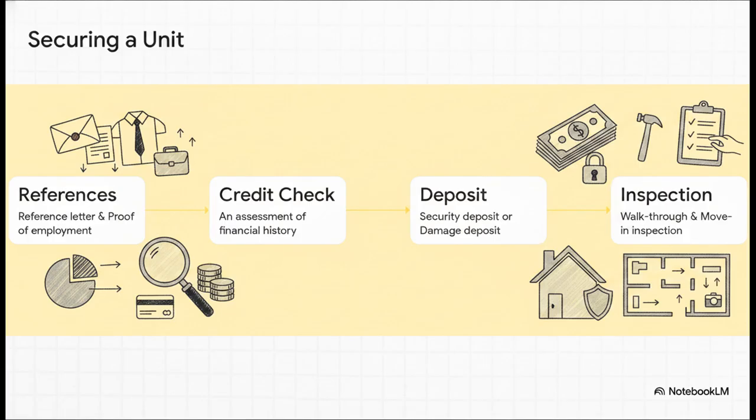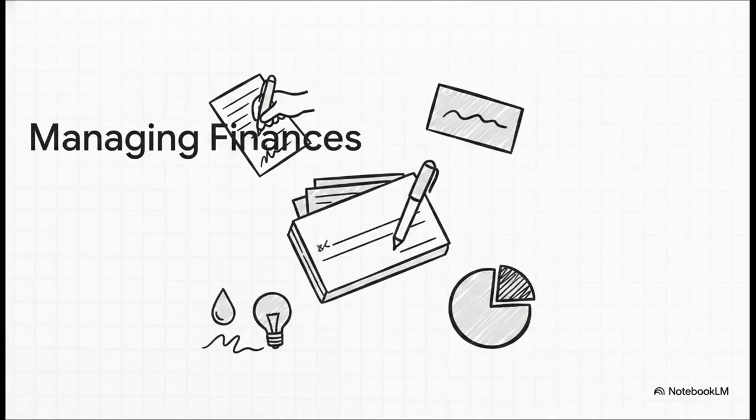And finally, Step 4 is the move-in inspection. You guys, do not skip this. Documenting the physical condition of the place before you move a single box in is your absolute best defense for getting that deposit back later. Now, if your credit history is a little thin, you might need a guarantor or co-signer to legally back you up. Once you are approved, you'll set up your payments.